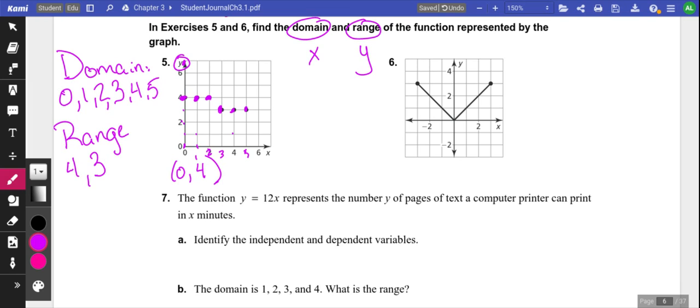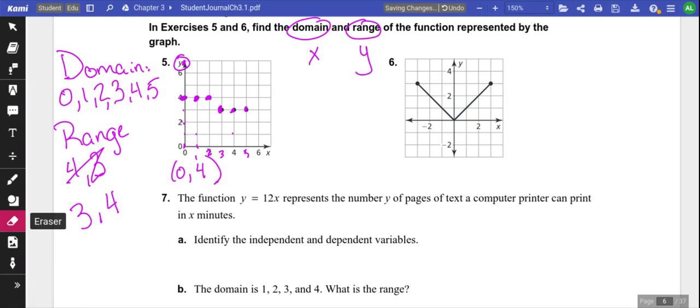And if I wanted to be really exact about it, I wouldn't write it as 4, 3. I would put the numbers in order, right? But that's not too big of a deal. I probably wouldn't count off for that. So my domain is 1, 2, 3, 4, and 5, and my range is just 3 and 4. Let's see what that looks like over here when I have just a smooth line. I don't have all those independent, disconnected dots that I'm dealing with.